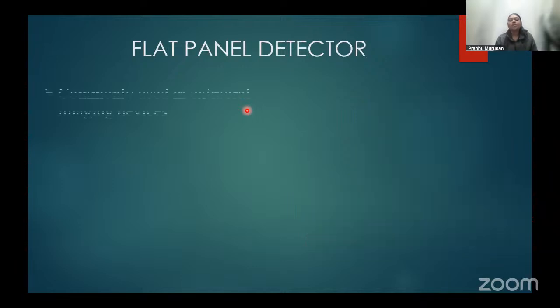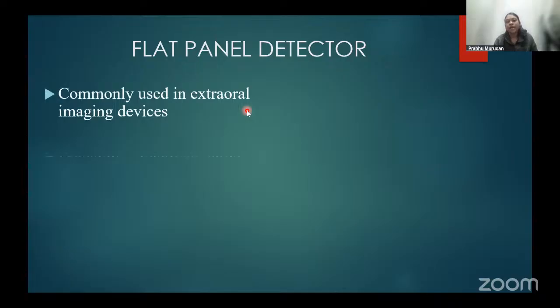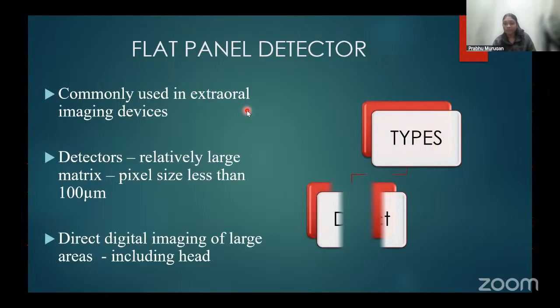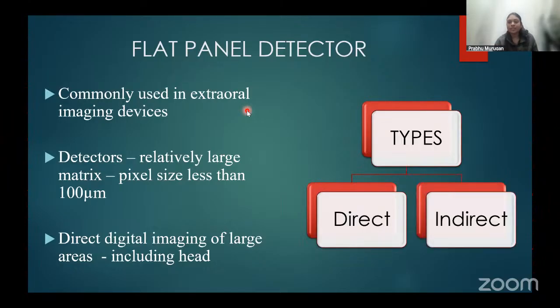Yes. So flat panel detectors, again, I told you it is for larger X-rays, right? It is of two types, your direct and your indirect ones, okay. So these detectors will be quite larger in size with a pixel size of less than 100 micrometers, mostly used for CT and CBCT and all that.